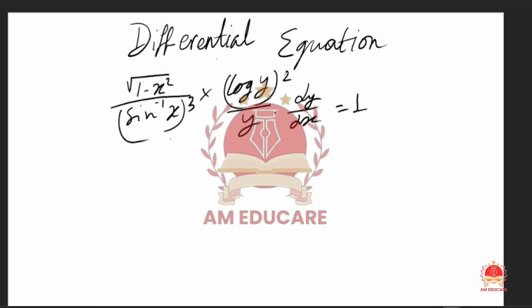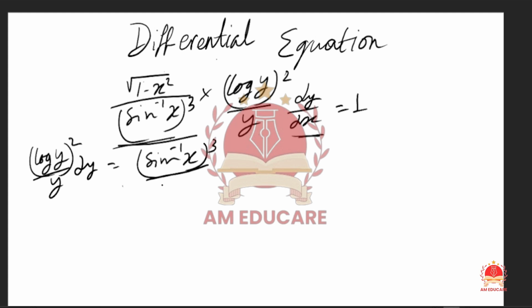How to solve it? Well, let's take this x component along with this dx to the RHS and see what happens. Cross multiplying, we get (log y) whole square by y dy equals (sine inverse x) whole cube by root under 1 minus x squared dx. Now integrate them. We know from the previous lecture that the corresponding integration has to be done by substitution.